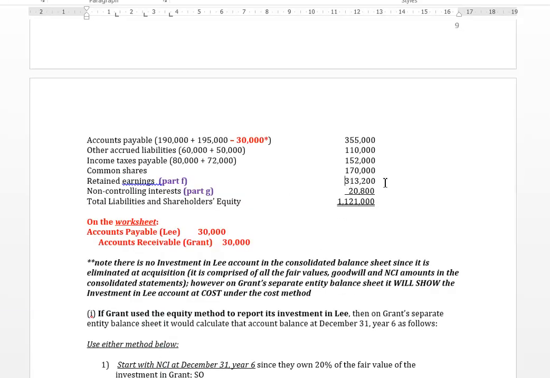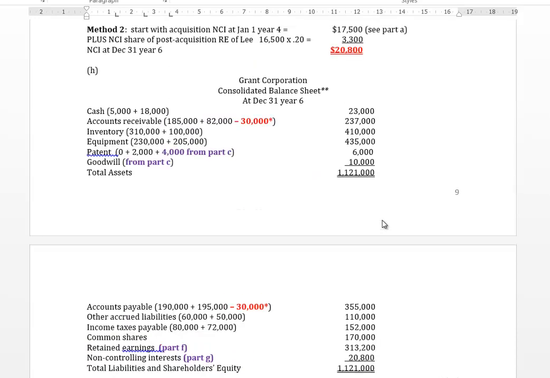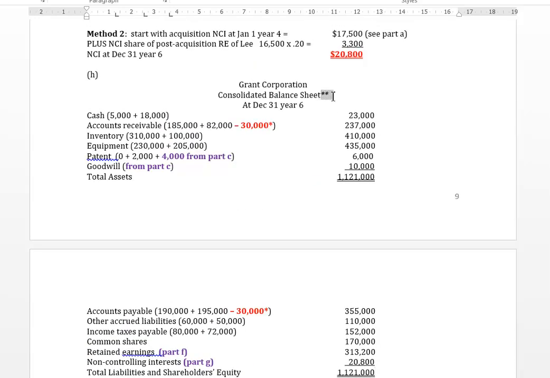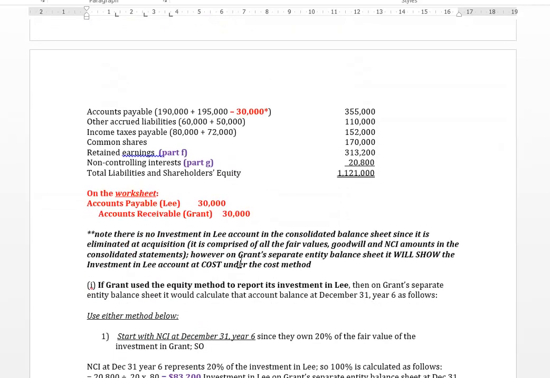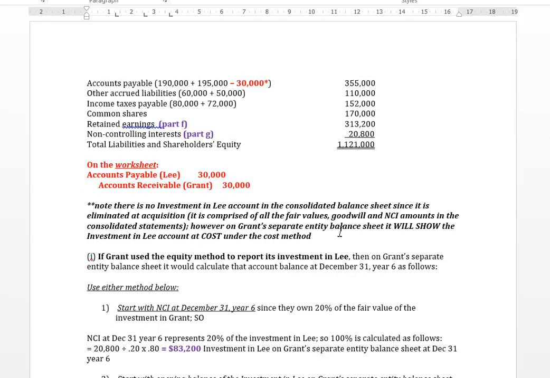We calculated our retained earnings in Part F and our NCI in Part G. So you can see we get total liabilities and equity of 1.121 million, which is exactly what we should get, right, for a balanced balance sheet. Now I made a note here. I just want to explain it. I double asterisked it. And just to say, notice in the assets section, there is no investment in Lee account. Why? Because don't forget, we eliminated it at acquisition, right? So don't forget, that's a worksheet entry that gets posted to the consolidated books.